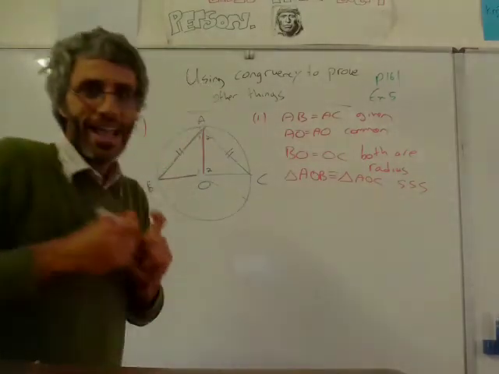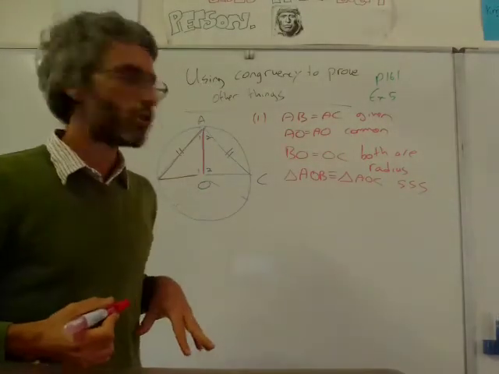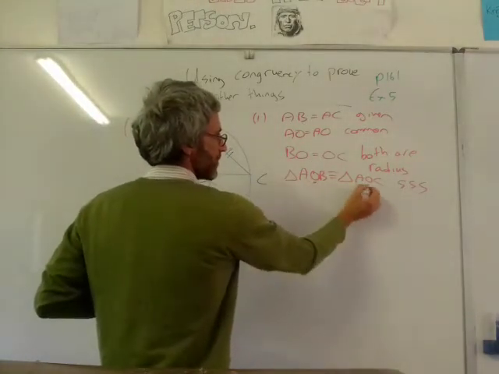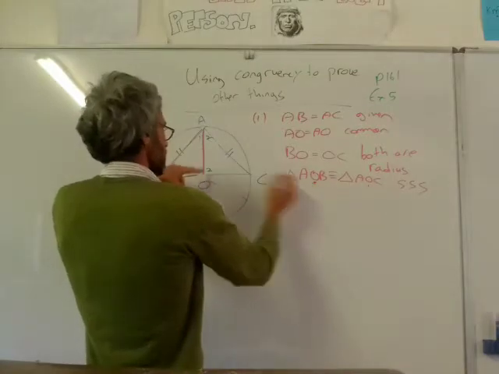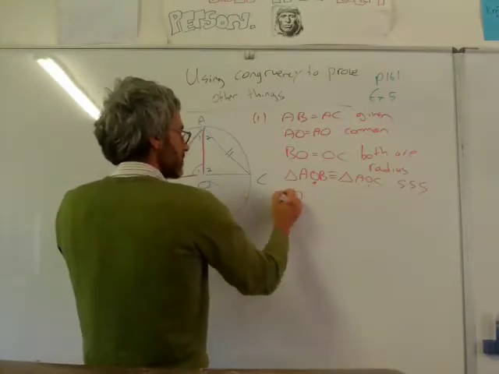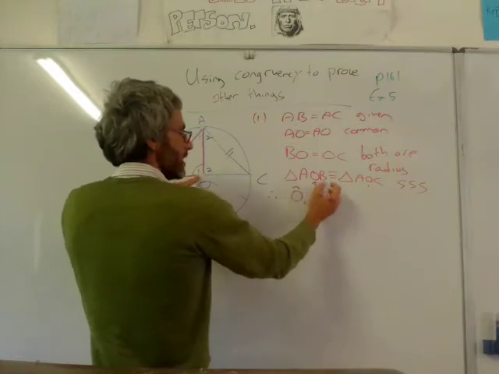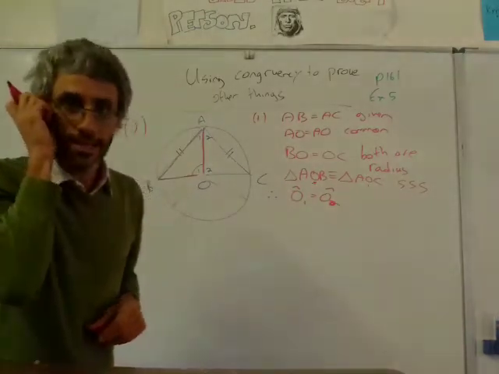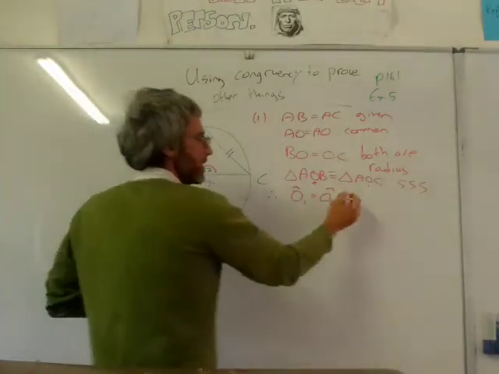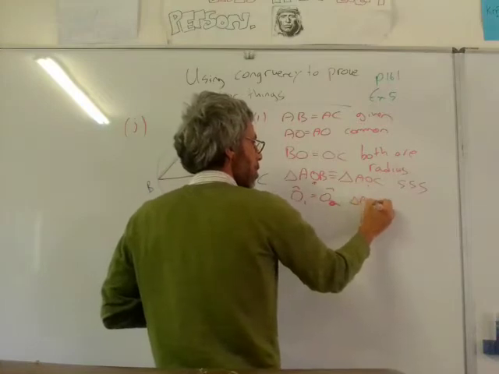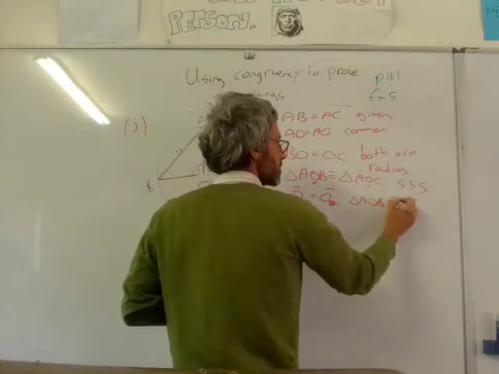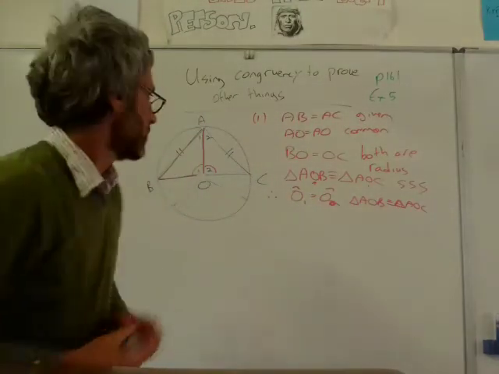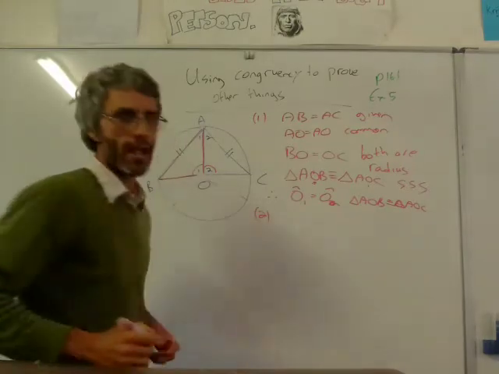Now, if I've got two triangles that are congruent, then I can say a whole bunch of stuff. I can say, for example, that those two angles are the same. What is this angle? It's this. So it's O1. So therefore, I can say O1 is equal to, what is this here? That's O2. And what's the reason that these two angles are the same? It's because I copy again: triangle AOB is congruent to triangle AOC. So I've done the first bit. I've shown that these two angles are the same.